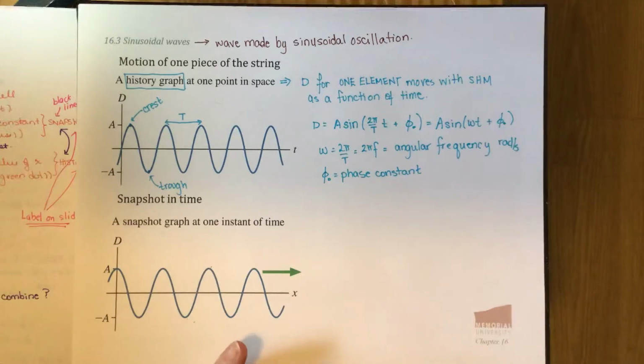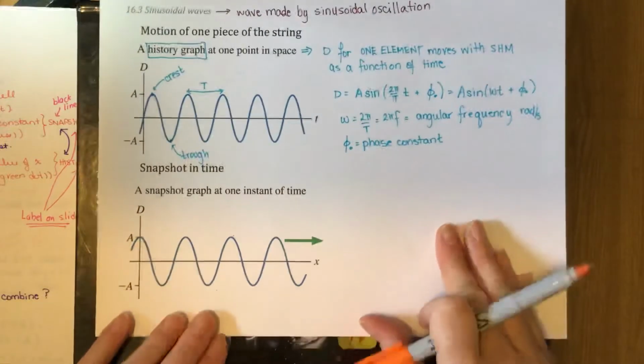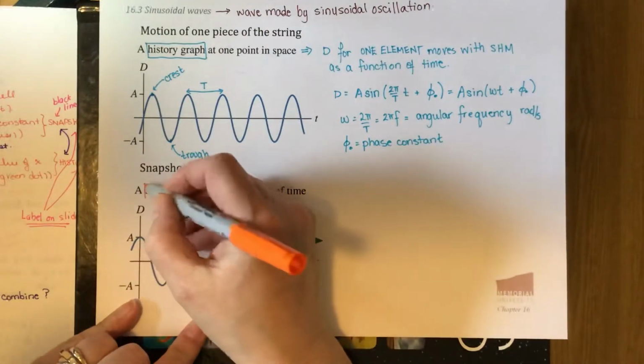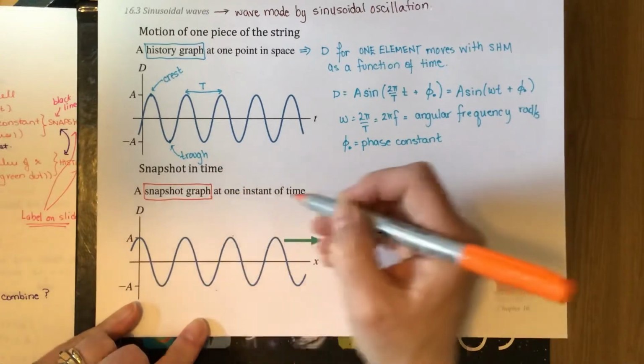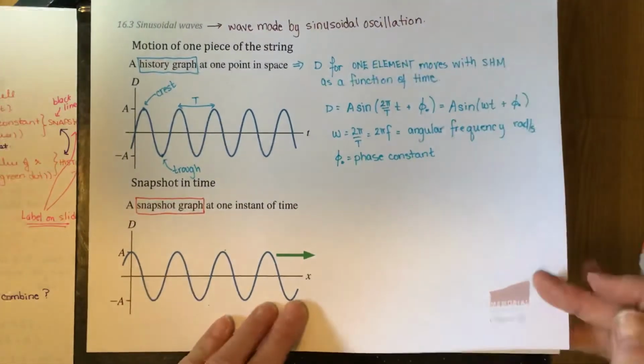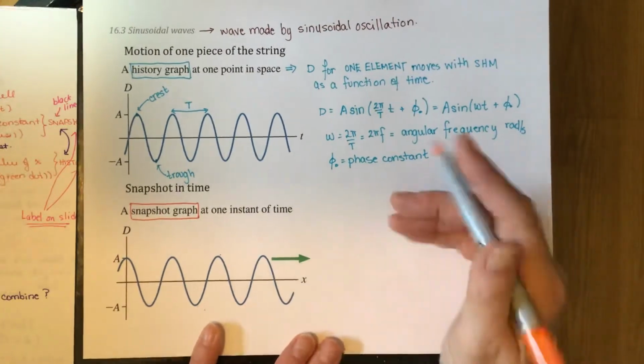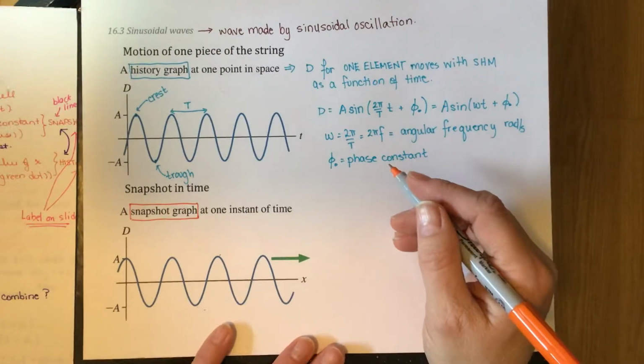Okay, what about how it moves at one instant in time? So what does the wave look like along the entire length when we hit pause? Let's do that part next. So this bottom graph is called the snapshot graph. So this is where we hit pause and we look at the wave as a function of horizontal position. So what does it look like along the whole length of the wave?